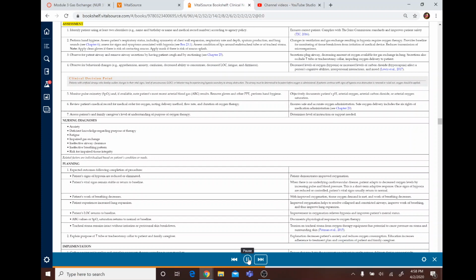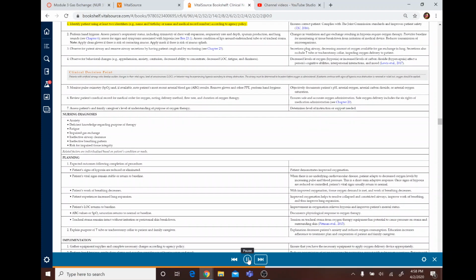Steps/rationale. Assessment. 1. Identify patient using at least two identifiers, for example name and birthday or name and medical record number, according to agency policy. Ensures correct patient. Complies with the Joint Commission standards and improves patient safety (TJC, 2016).